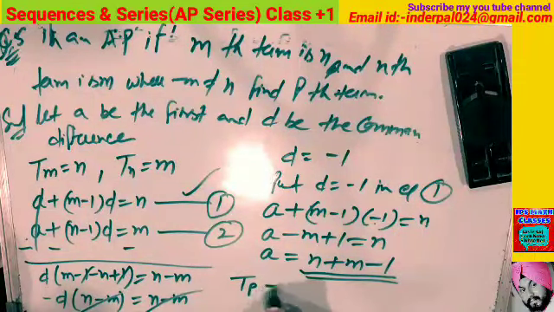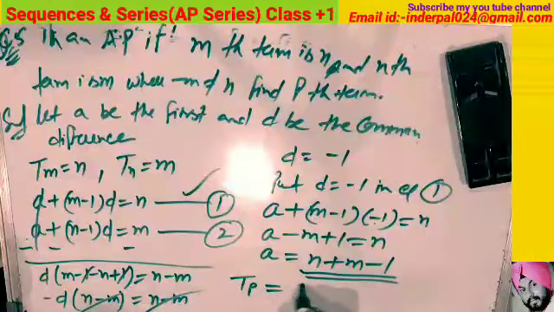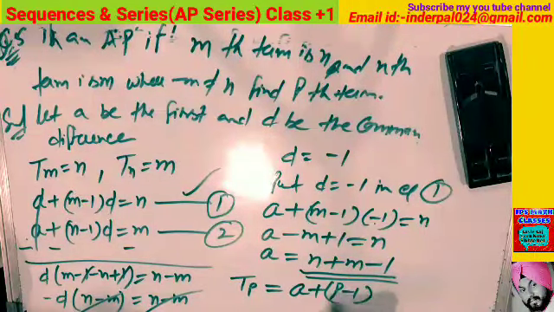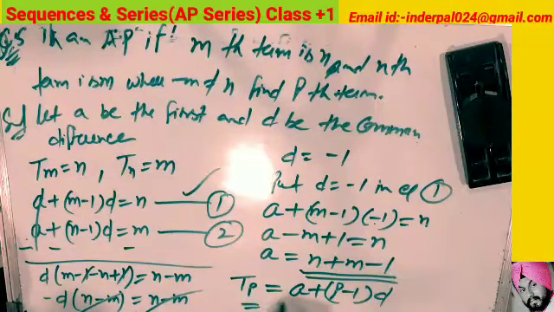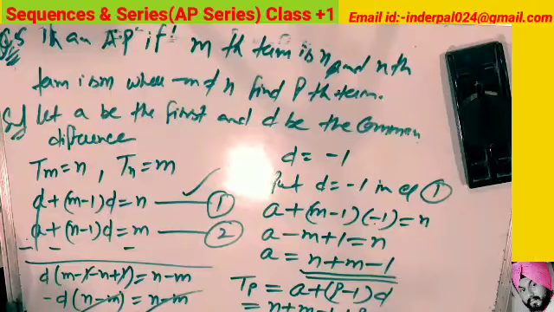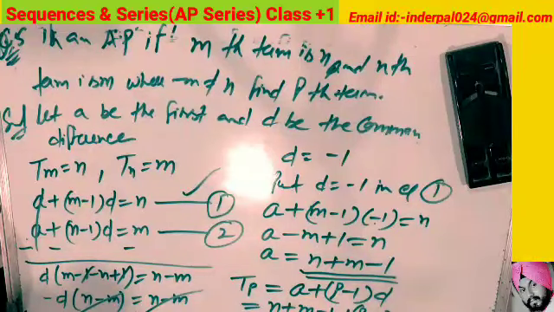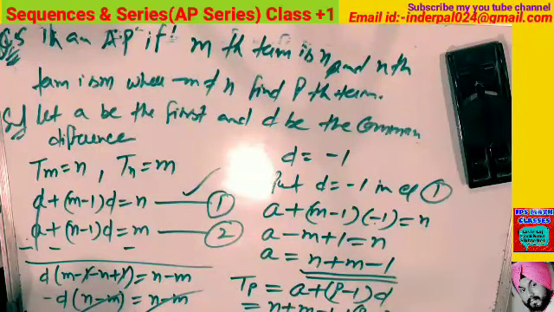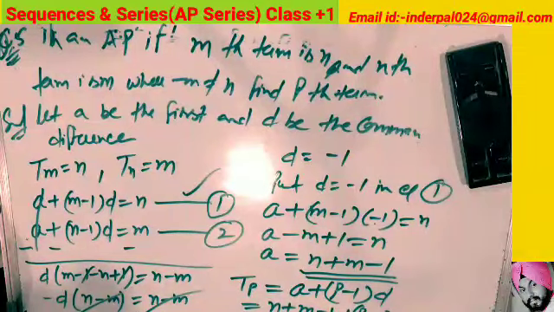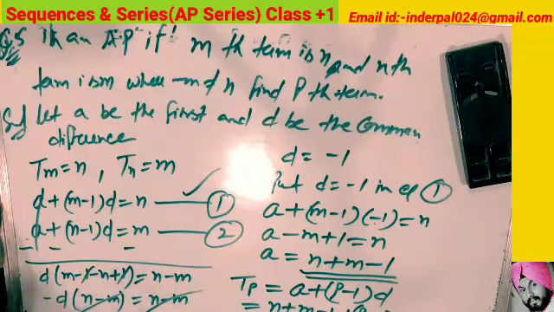Now we have to find the pth term. Formula of the pth term is a plus (p minus 1) into d. Just putting the value of a, n plus m minus 1 plus (p minus 1) into d, where d is minus 1: n plus m minus 1 minus p plus 1, the 1s cancel, and the value of the pth term is n plus m minus p.